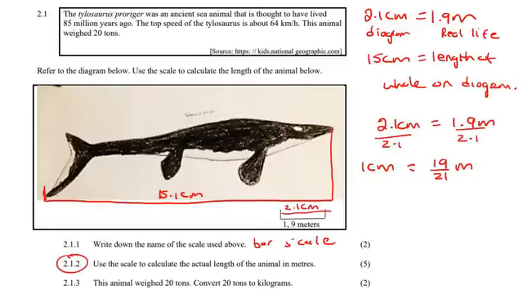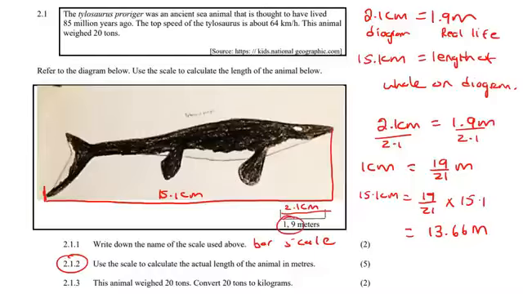Now we know that the length of this whale was not 15, it was 15.1. So if 1 centimeter is that many meters, then 15.1 centimeters would be 19 over 21 multiplied by 15.1. And that'll give us 13.66 meters. But now with rounding, sometimes we use 2 decimal places, sometimes we use 1. With this one, they're only using 1 decimal place here, so the correct way would be to round this to 1 decimal, which would be 13.7 meters.